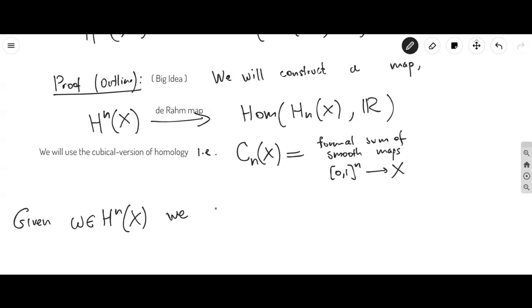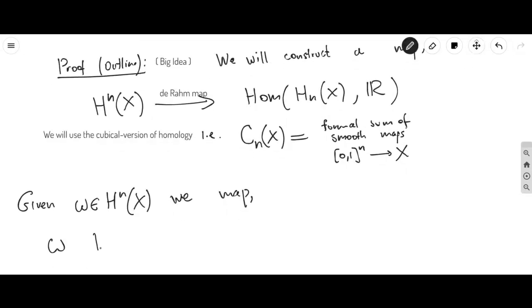we map omega. Now this is the part which is a bit confusing. You're not mapping it into the homology. You're mapping it into the dual of the homology. So you have to map it into a homomorphism that takes you from here to there. So you have to assign a homomorphism to omega.